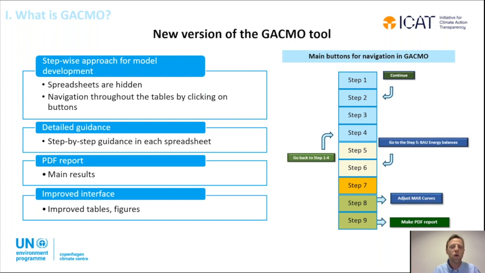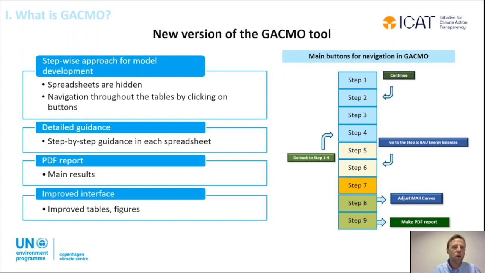In the new version of the tool, the user interface has been improved, so the tool is more user-friendly. The new version of the tool proposes also a stepwise approach. It means that the user now is driven into the tool following specific steps corresponding to a specific sheet. So it means that the use of the new tool is much more intuitive and rational, I would say, than the old version. In the new version, the user also needs to navigate by clicking on different buttons.